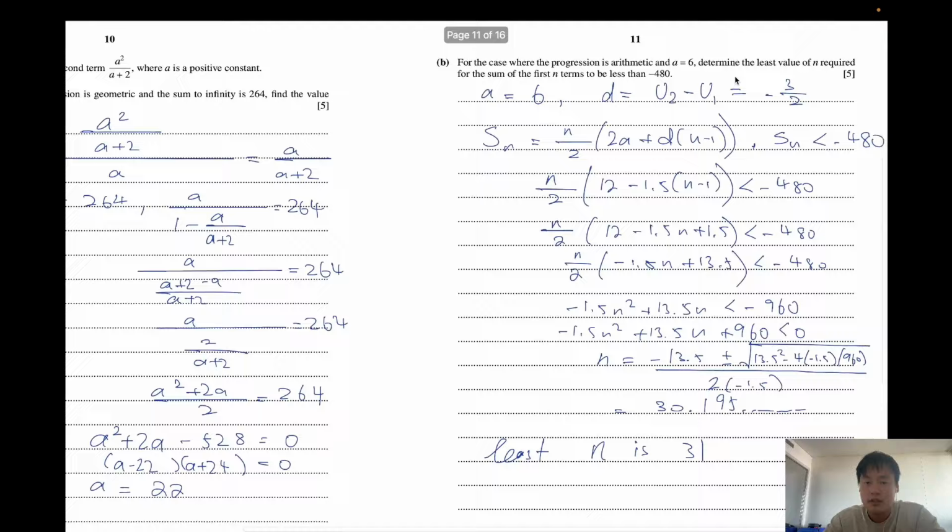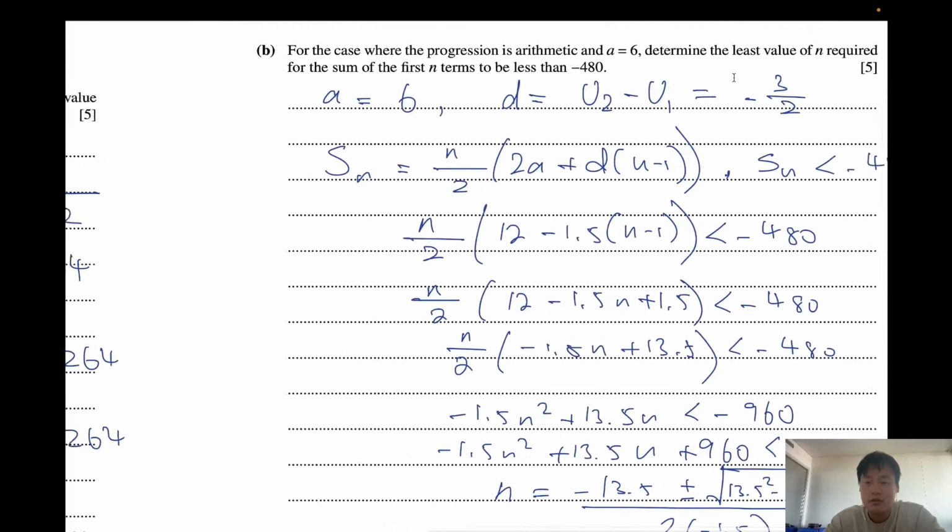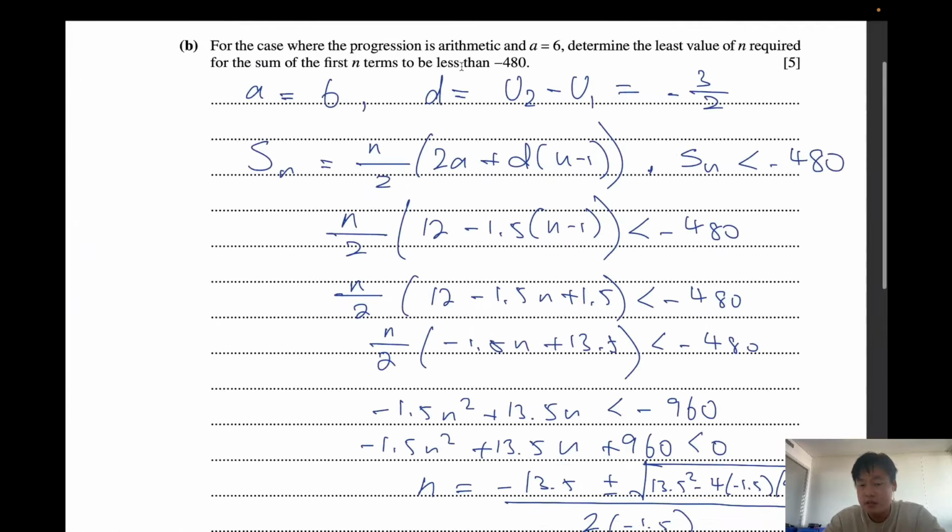The part where they say the progression is arithmetic and a is equal to 6, and you want to find the minimum number of terms for the sum to be less than negative 480. Step 1, a is equal to 6, no problem. D, you've got to find the d value. You're not confused why we've got to find the d value if they tell you it's arithmetic. You can't do the question if you don't have the d value. You need the a and the d for arithmetic. Agreed, yes or no?